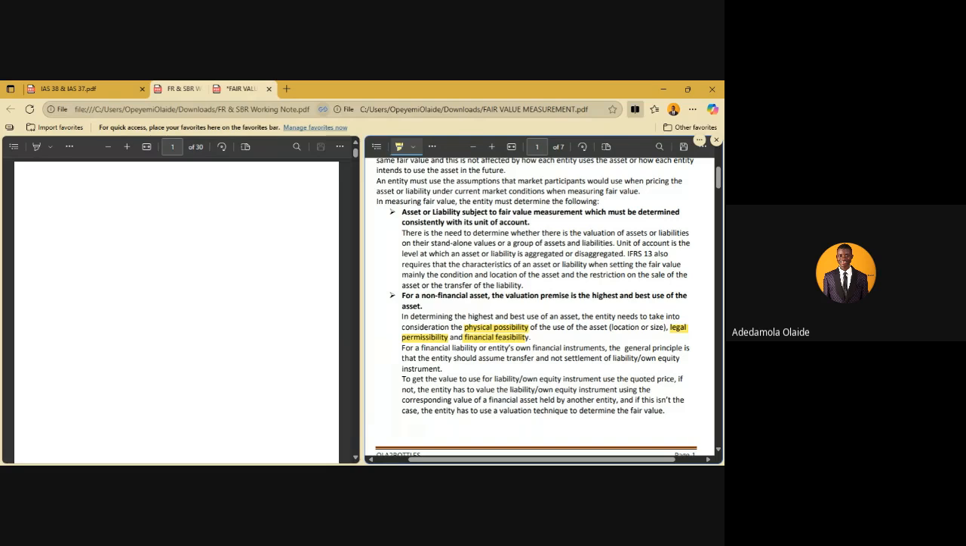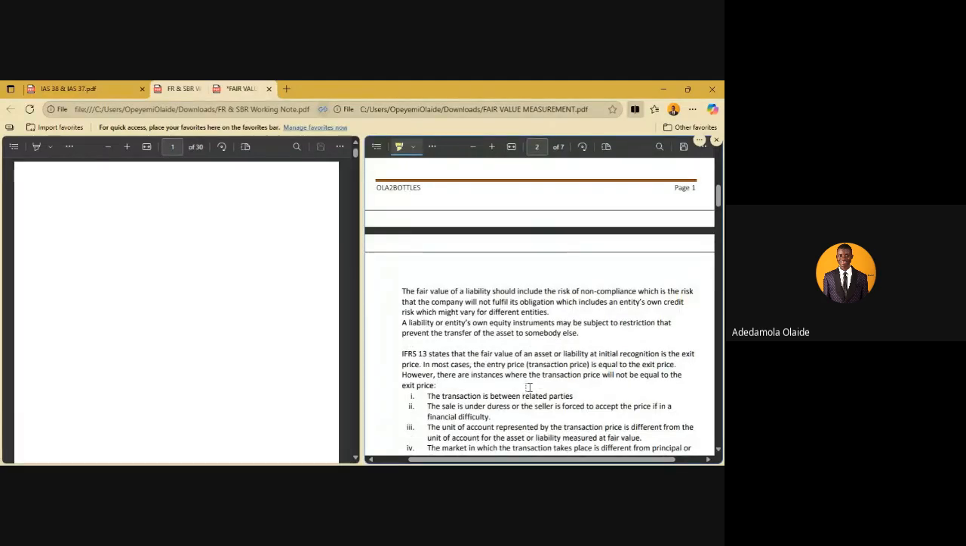Financial feasibility, in the sense that for the purpose you are saying you want to use the land for, do you have the financial capacity to finance it? If all of these three are possible, then, after considering the physical possibility, the legal permissibility, and financial feasibility for the options we have, the one with the highest and best use is what will be the fair value of the asset.